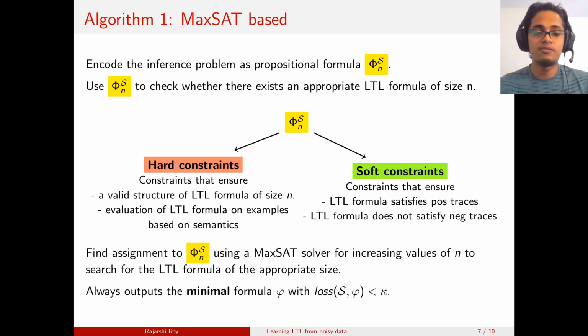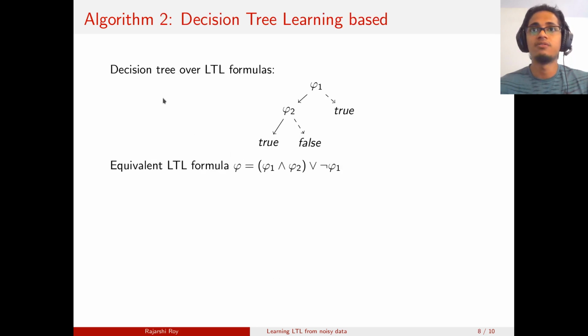Thus, to speed up the inference process, we combine this algorithm with a decision tree learning algorithm, which I will present next. In the decision tree learning algorithm, we infer a decision tree over LTL formulas, which is nothing but a decision tree in which the decision nodes are LTL formulas. One can even construct an equivalent LTL formula for a given decision tree over LTL formulas. In our algorithm, we infer the decision tree by exploiting classical decision tree learning algorithms such as ID3.